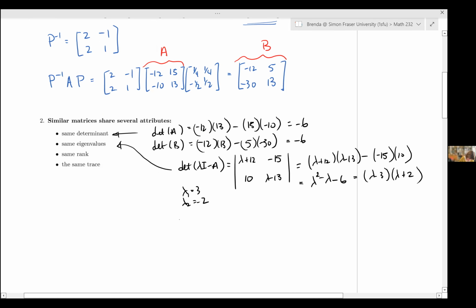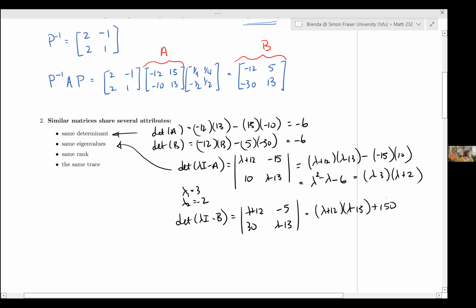I will now compute the determinant of lambda I minus B, and that will get me this guy here. This will be lambda plus 12 again, this will be minus 5, this will be 30, and this down here will be lambda minus 13. Okay, so now I'm computing the eigenvalues of B. I get a characteristic polynomial of x plus 12 multiplied by x minus 13 plus 150.